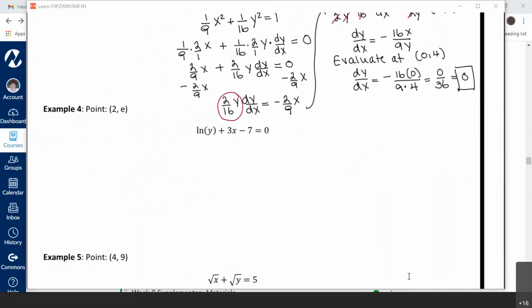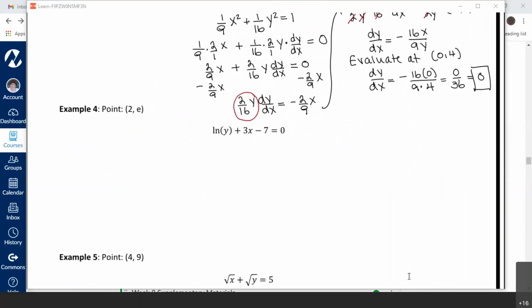Here's a log inside a log equation. And again, this would require some fancy stuff with exponentials to solve. So let's just differentiate it implicitly. Okay, so anywhere I see a y, I'm going to generate a dy/dx, right? This is a composition function, right? The log is my outside function. And my argument is y, so that's a composition. It's a function of x.